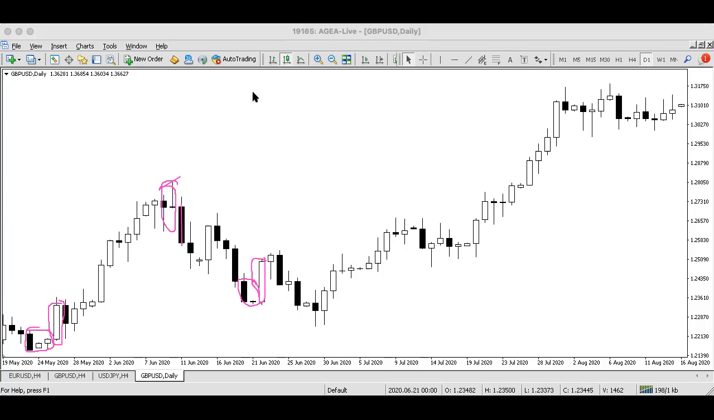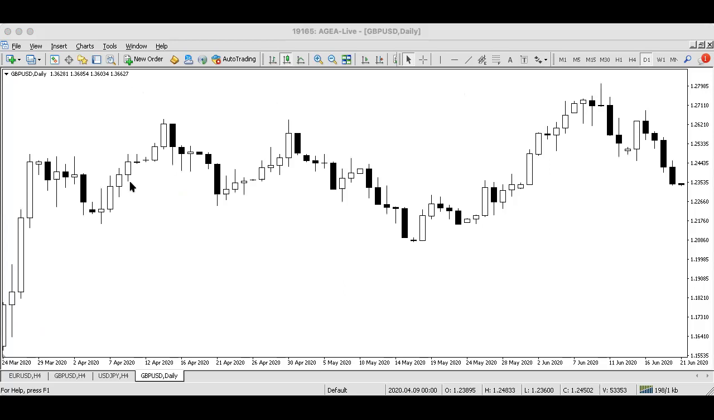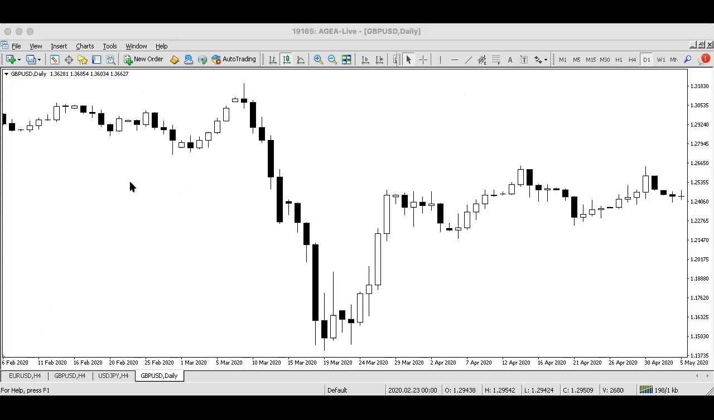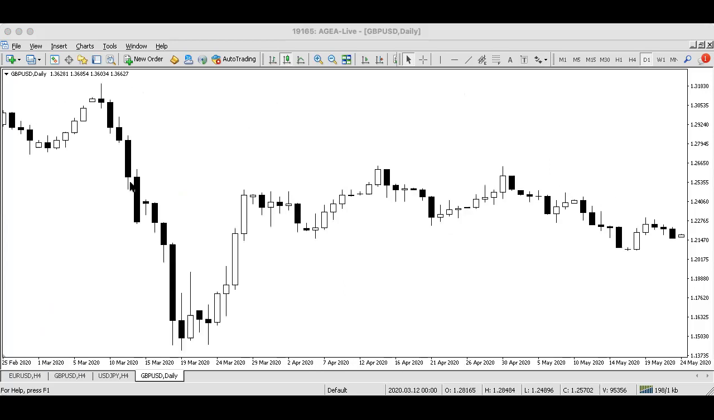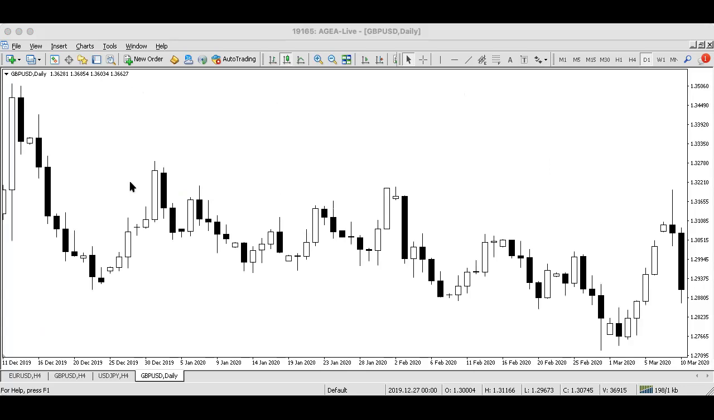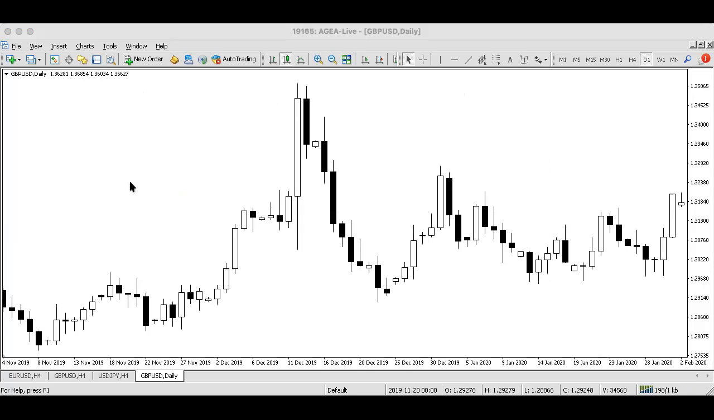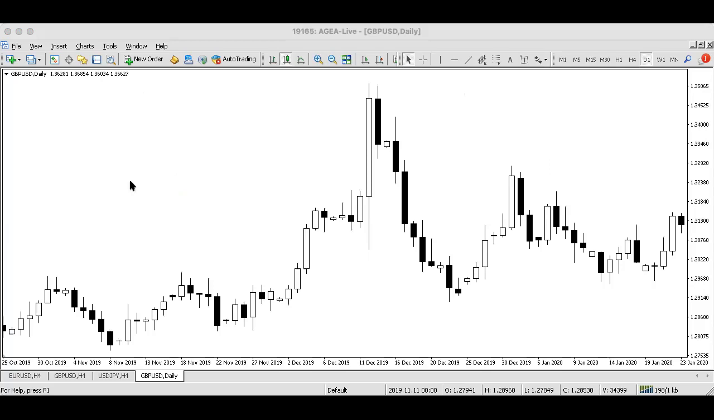Now, demand and supply zones are the places where we can fulfill the principle of buying low and selling high. If you want to buy low and sell high, you have to look for those demand and supply areas. That's where you can get your buy low and sell high from. So that's the first part.